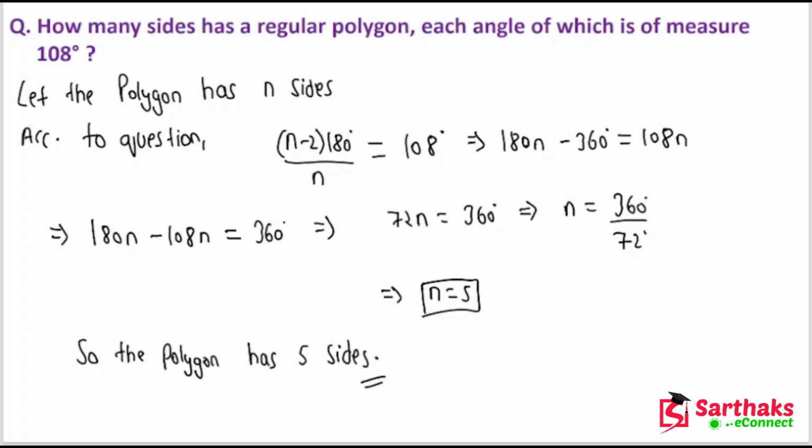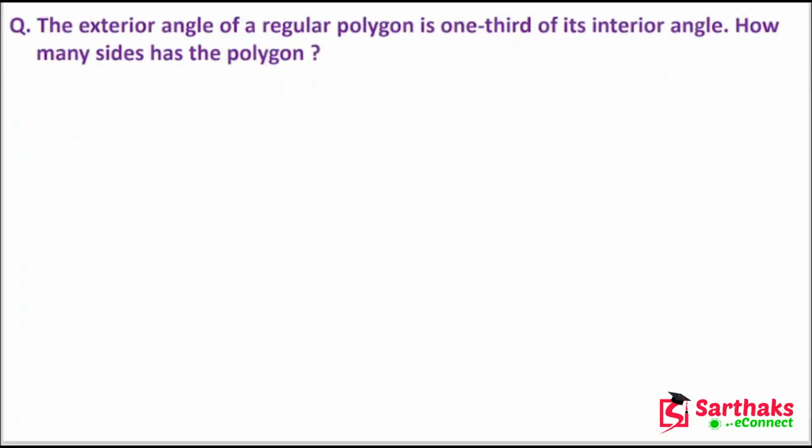Now let us take one more question on a similar concept, in which we will equate both the formulas. We will make use of both the exterior angle formula and the interior angle formula. So this last question says the exterior angle of a regular polygon is 1/3 of its interior angle. How many sides has the polygon? Again, let the polygon have n sides. Okay, let us start the question like this.